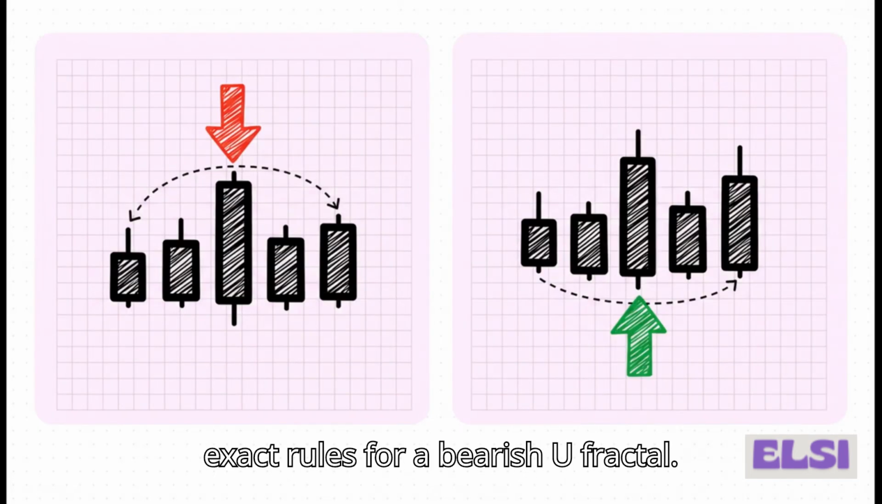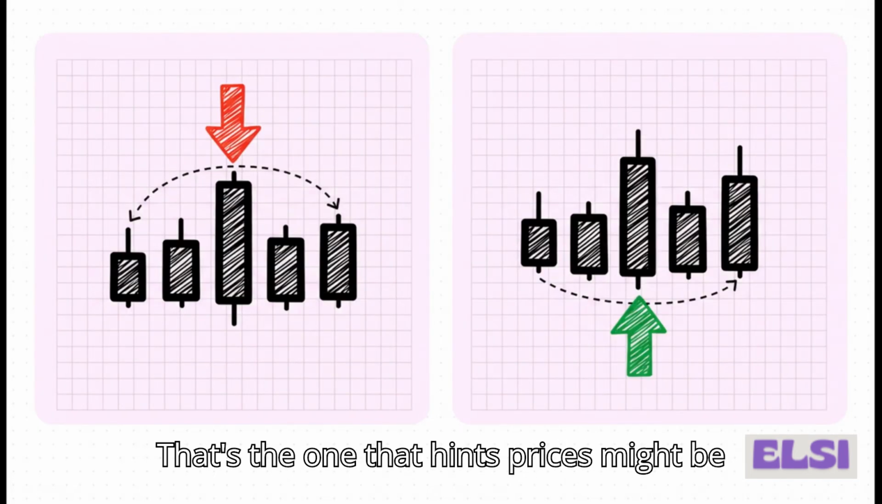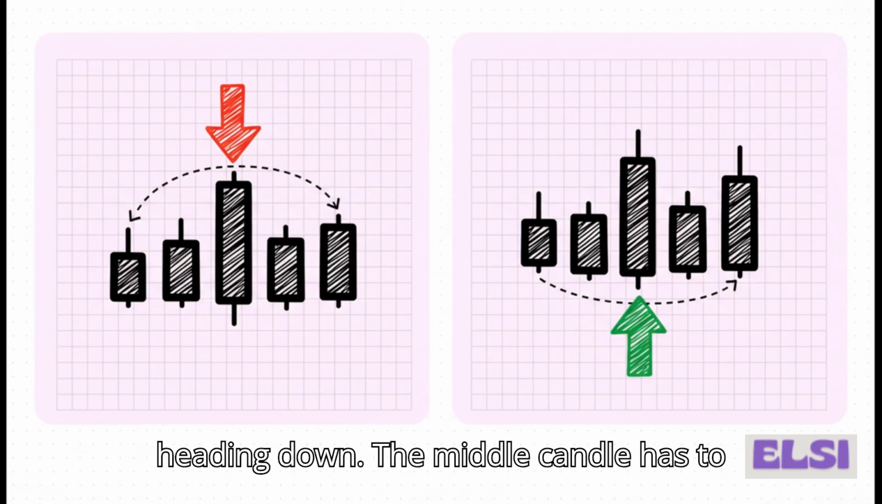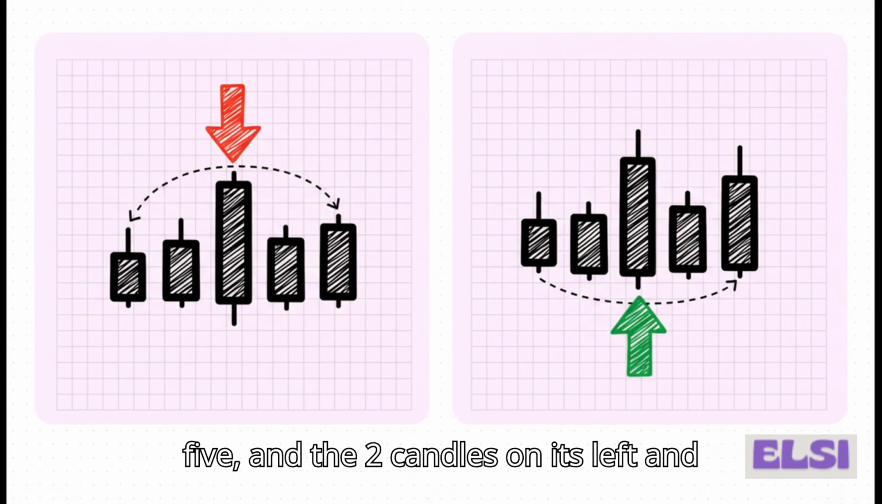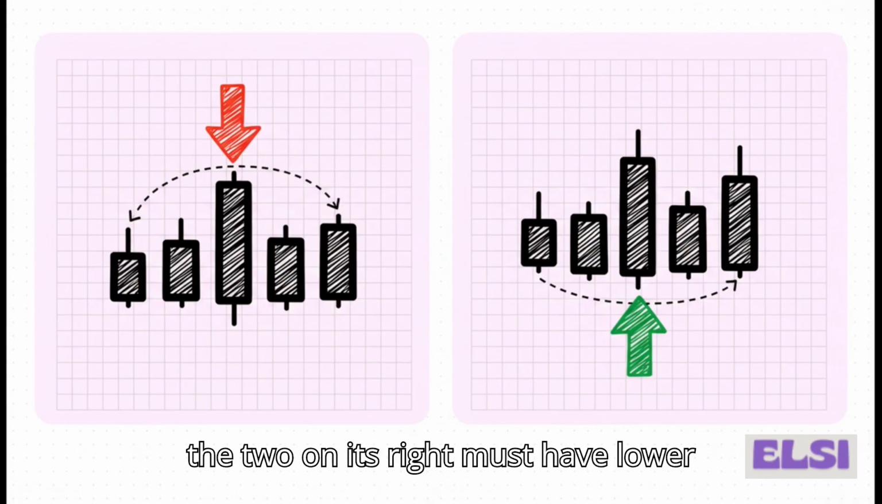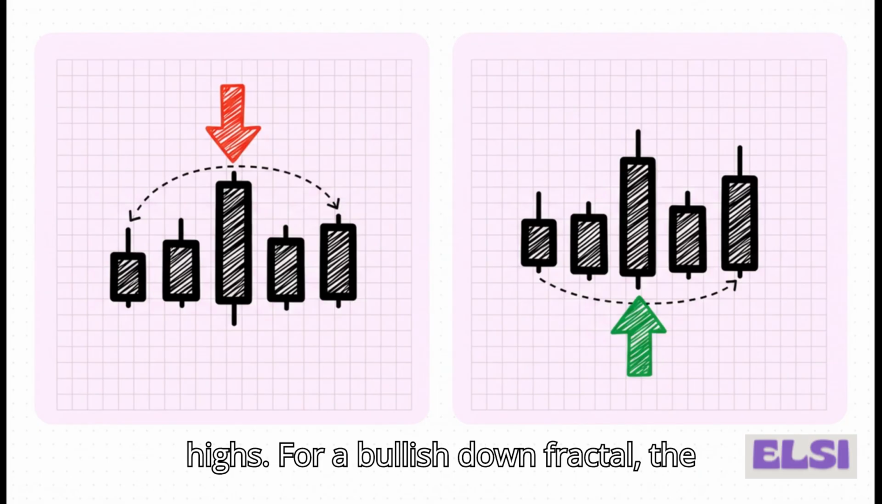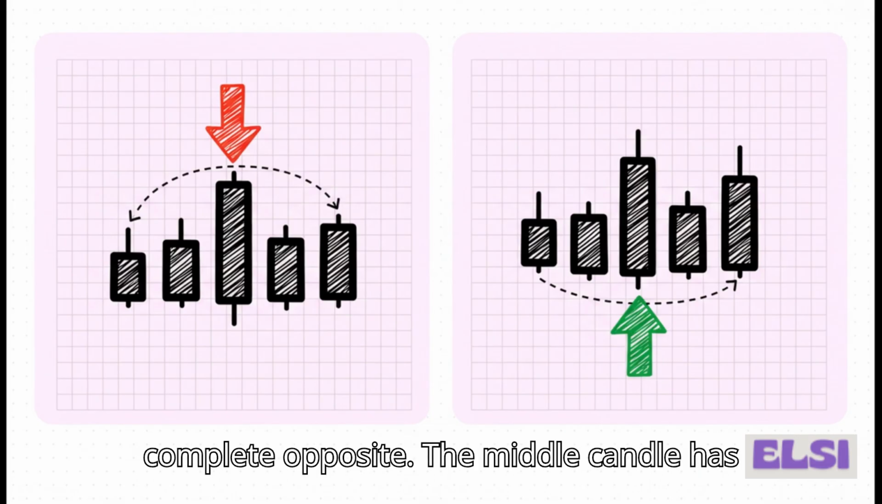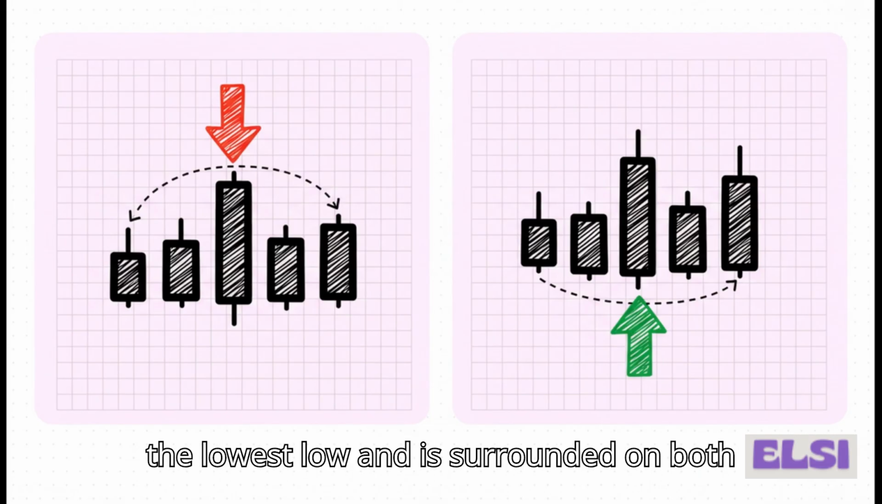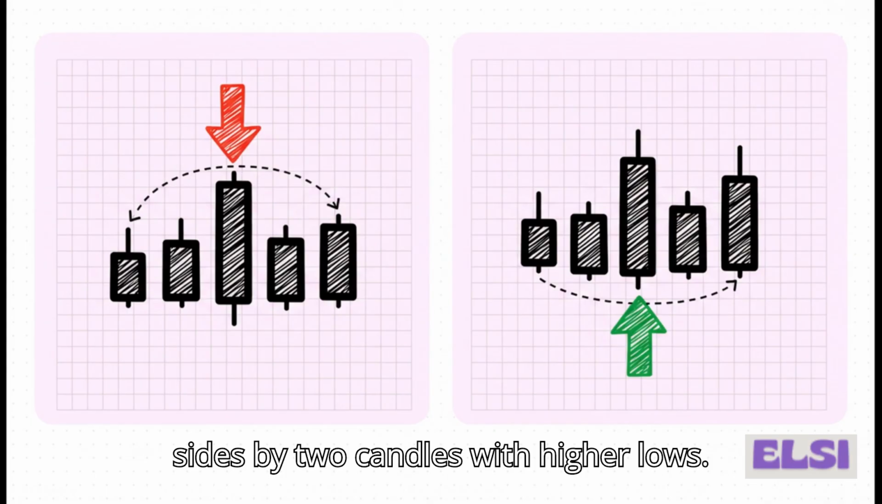Okay, so let's get into the exact rules. For a bearish up fractal, that's the one that hints prices might be heading down, the middle candle has to have the absolute highest high of the 5. And the 2 candles on its left and the 2 on its right must have lower highs. For a bullish down fractal, the one that suggests a move up, it's the complete opposite. The middle candle has the lowest low and is surrounded on both sides by 2 candles with higher lows.